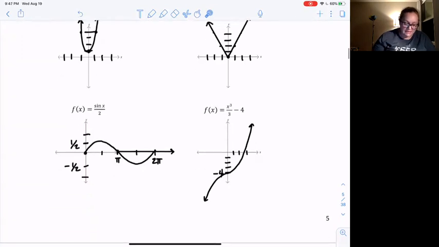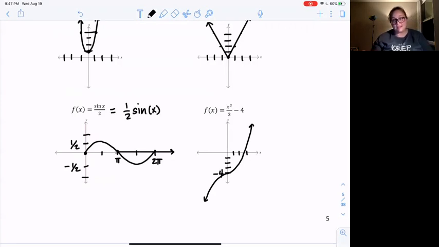Now, when we're looking at the next one with sine of x over 2, you can also read this as 1/2 sine of x. That might be an easier way to see how this transformation works. Because what happens is instead of going from -1 to positive 1, it goes from -1/2 to 1/2. So it actually kind of shrinks that range a bit.